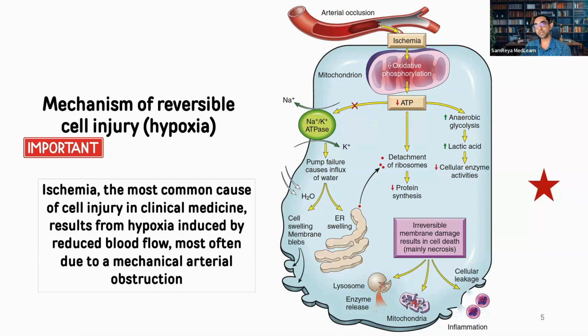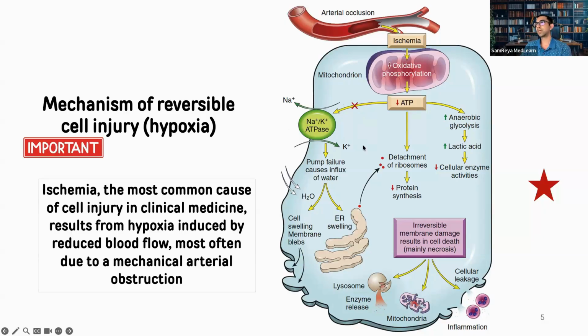Now because of this loss of ATP, some of the predominant functions of the cell are going to be affected. The first enzyme, you know this, the sodium potassium ATPase or the sodium potassium pump on the cell surface, will start to fail. It starts to get affected because it needs ATP for its functioning. So if it needs ATP and we don't have any more ATP, this pump starts to fail.